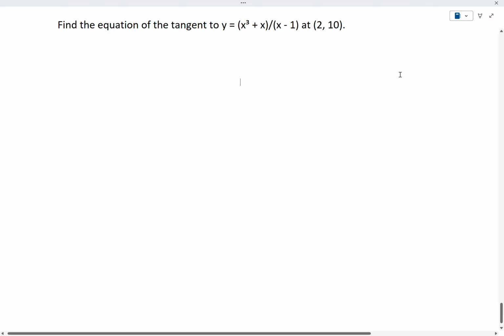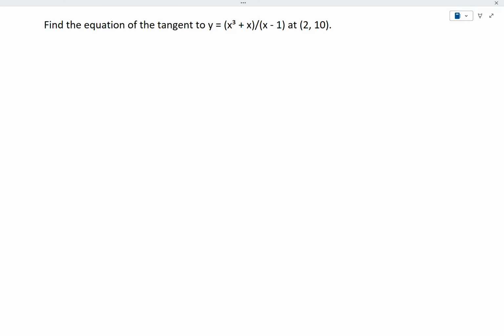In this video, we're going to be finding the equation of the tangent to the curve that's given right here as y is equal to x to the third plus x all over x minus 1. And we're looking at the point 2, 10. So this curve, I have no idea what it's going to look like. There's the curve. And we're looking at the point 2, 10. We'll say that that is right here.